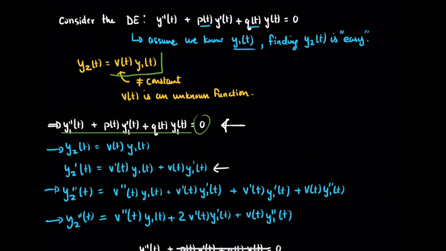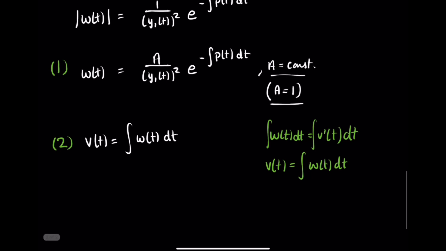And then from here, remember what we said initially: y2 is going to be equivalent to y1 multiplied by some unknown function, right? Now we know what the value of that unknown function is. So all we have to do is find y2, and y2 is equal to v(t) times y1(t), and there you go. That is how you solve a method of reduction of order.